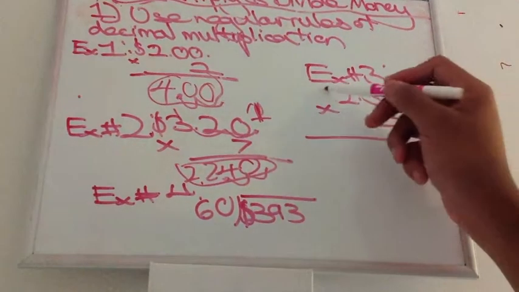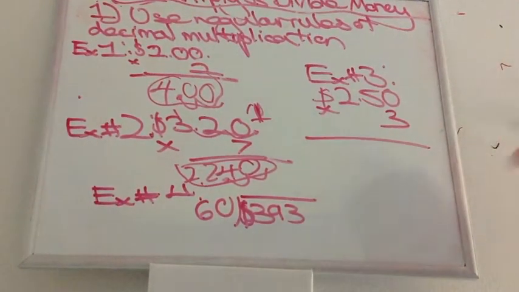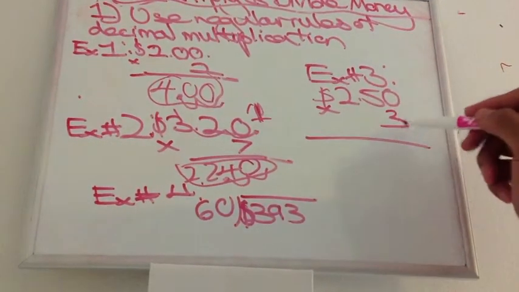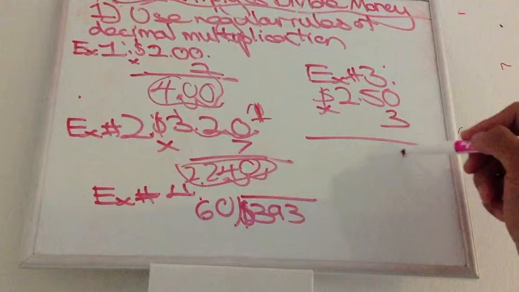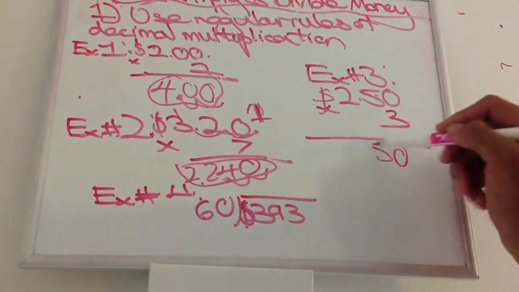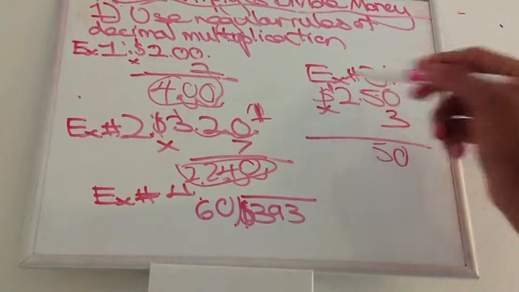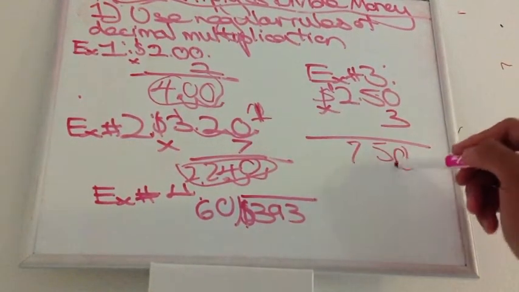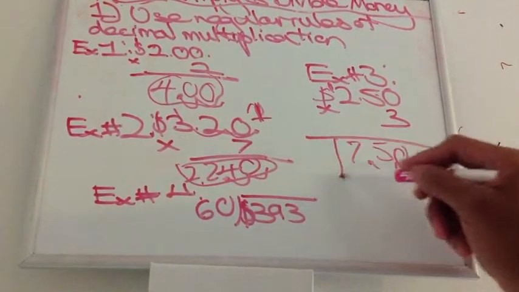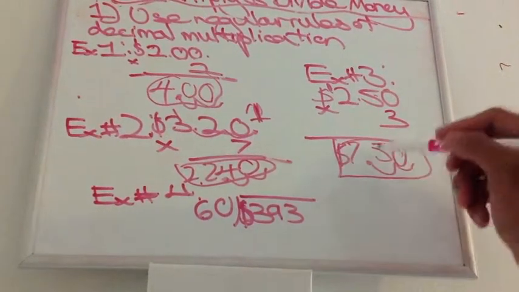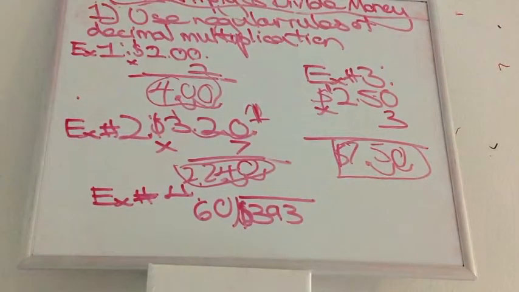You make $2.50 in a minute. How many do you make in 3 minutes? Well, $2.50 times 3. 0 times 3 is 0. 5 times 3 is 15. Carry over the 1. 2 times 3 is 6. Plus that 1 would be a 7. You move it over 2 times, and you get $7.50. Let's look at example 4.